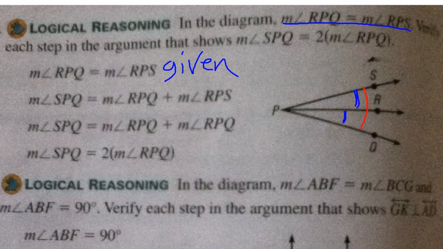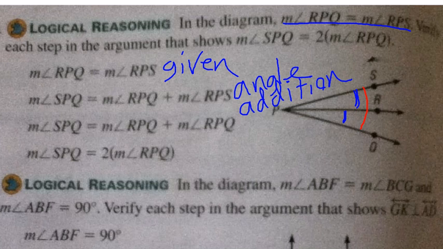Then it says the measure of angle SPQ, so the red one, equals the measure of RPQ plus the measure of RPS, the two little ones. And that is called the angle addition postulate. Have you learned that yet? Is it listed in this chapter? Angle addition postulate. Okay.